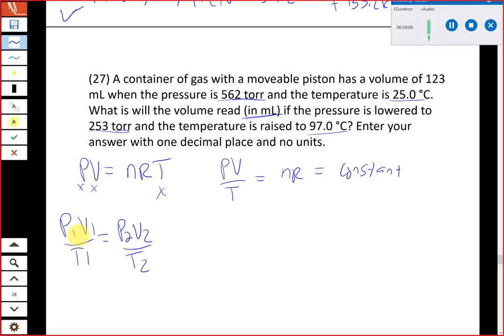All right, so what we're looking for in this problem is the final volume V2 when we change the pressure and the temperature. So we're going to solve for V2, or V1 depending on how you define each one. Let me write it in a more convenient way. So V2 is going to be V1 times the ratio P1 over P2 times the ratio T2 over T1.